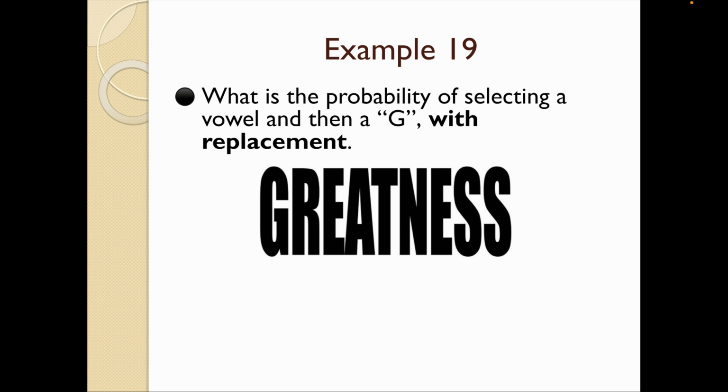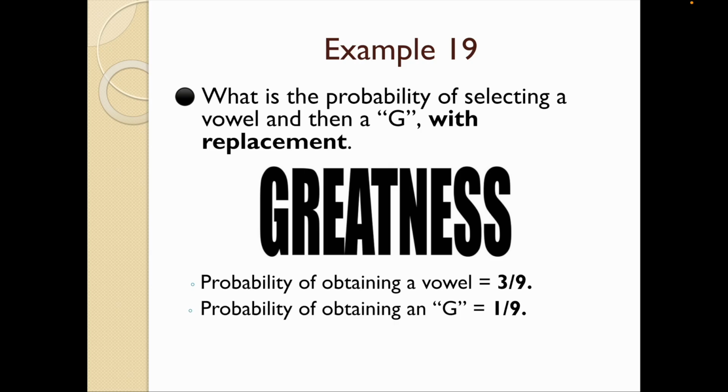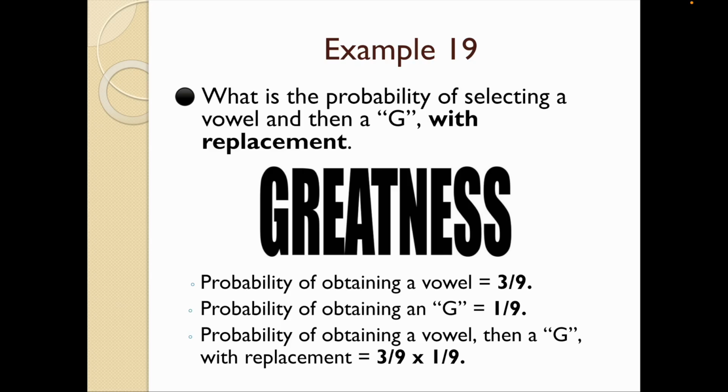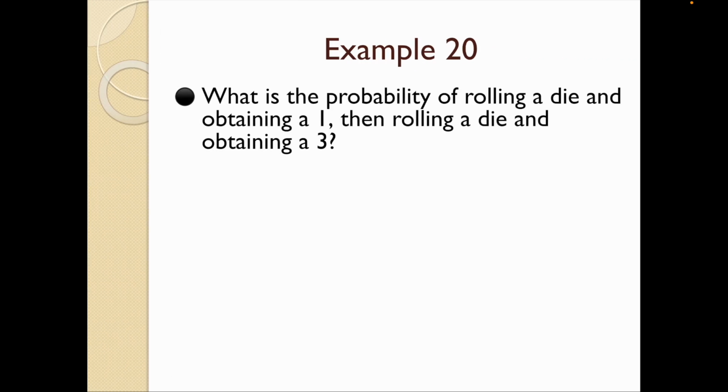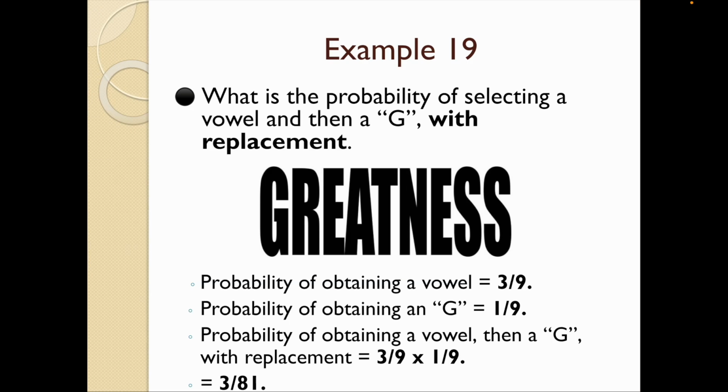It'd be 3 out of 9 and then the second would be 1 out of 9. And then what do we do with that? Multiply them. Why are we multiplying them? Because they're independent. All right. So the probability of obtaining a vowel is 3 out of 9. Then the probability of obtaining a G is 1 out of 9. So we multiply that and we get 3 out of 81. Okay, that's it. You saw it, right?